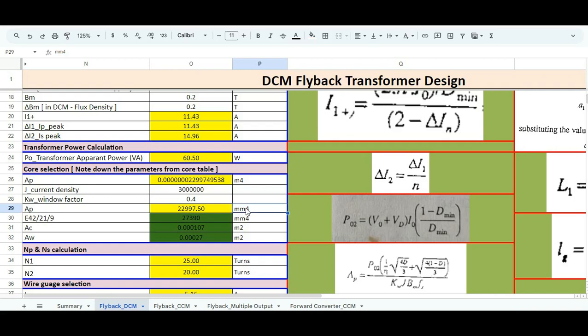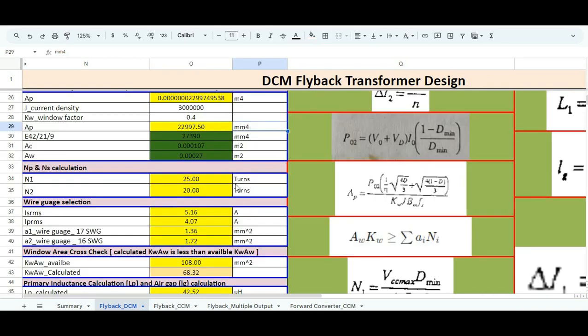The area product is given in mm to the power 4, and based on this area product, now I'm selecting the core. Let's say I have selected the core AE42-21-9, and now what you see is that the selected core area product is 27,390 mm to the power 4. My required area product is this, right? But my selected area product is this.